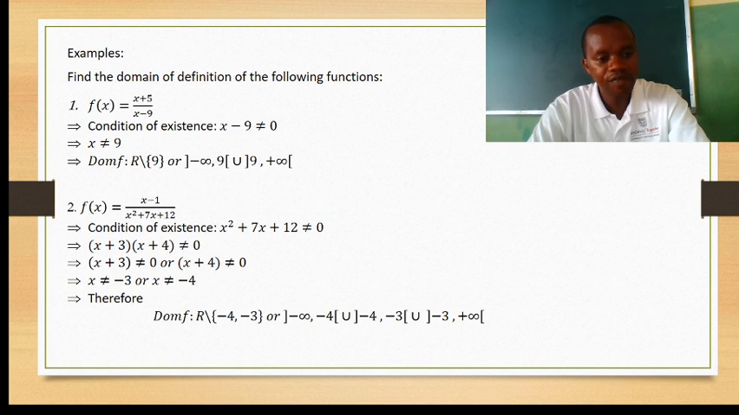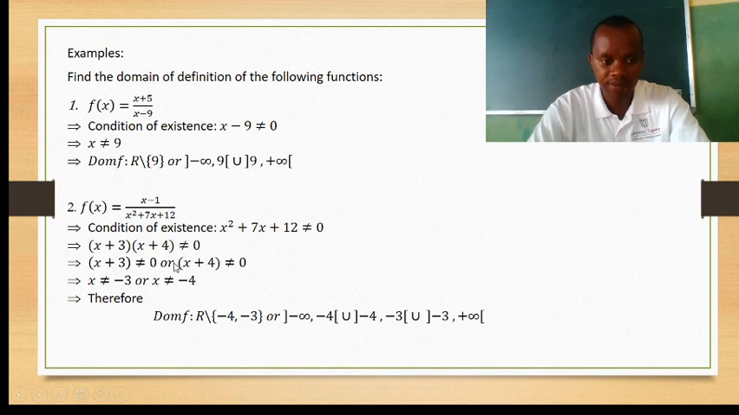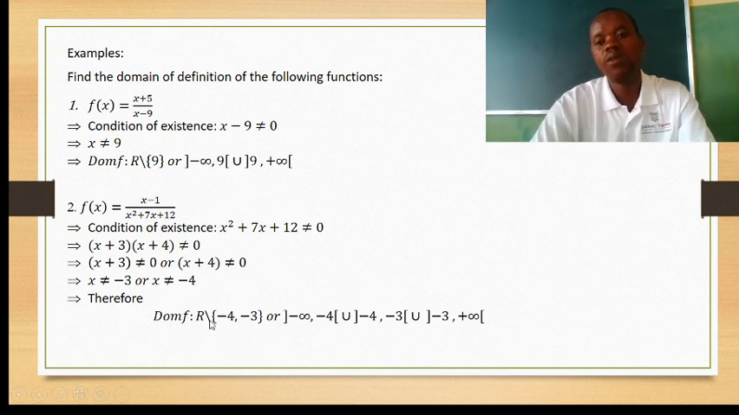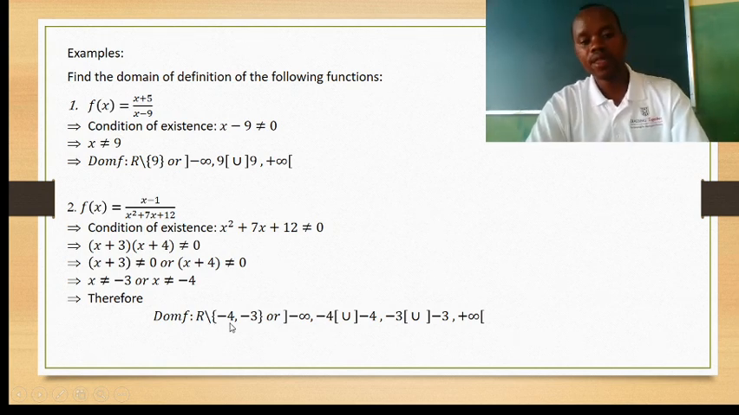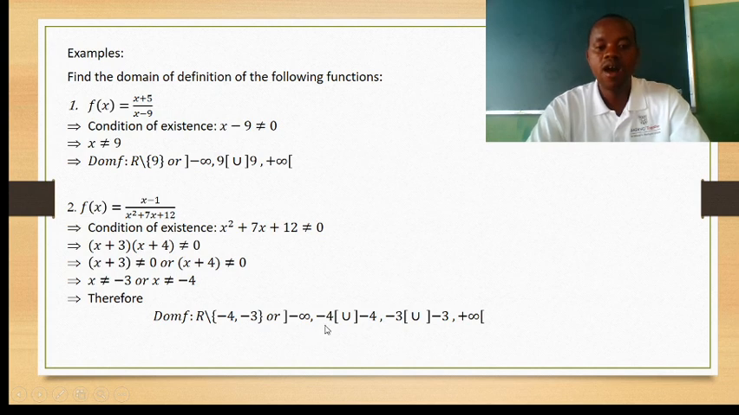This means that if x is equal to minus 3 or x is equal to minus 4, this denominator part will be equal to 0, and the function given here will not be defined. That is why in the domain of definition we take the set of all real numbers except the elements minus 4 and minus 3. In interval form we can write it from minus infinity excluded up to minus 4 excluded, union from minus 4 up to minus 3 excluded, union from minus 3 up to positive infinity excluded.